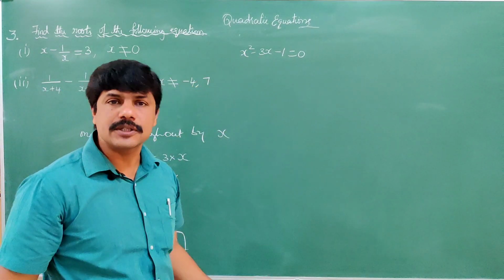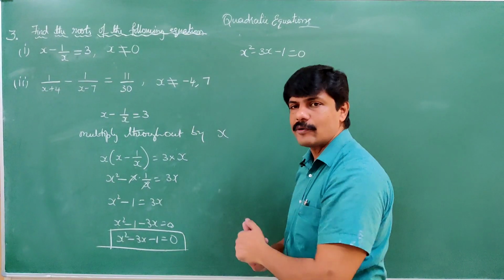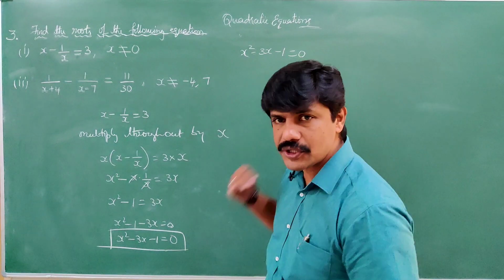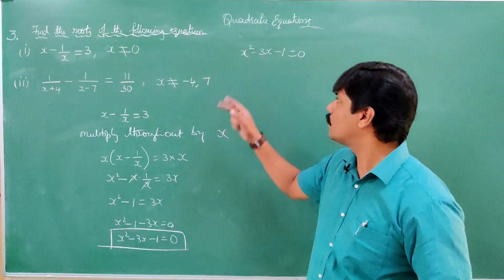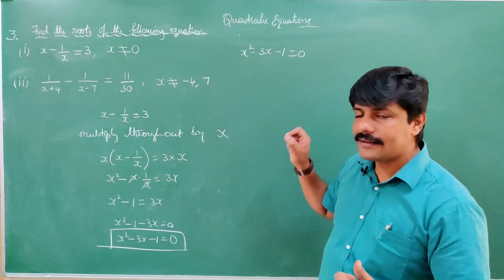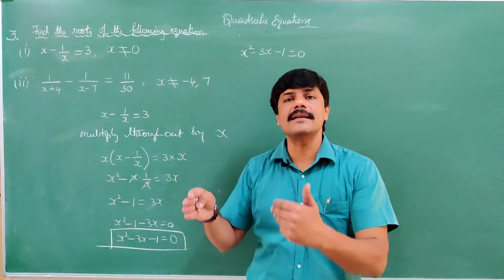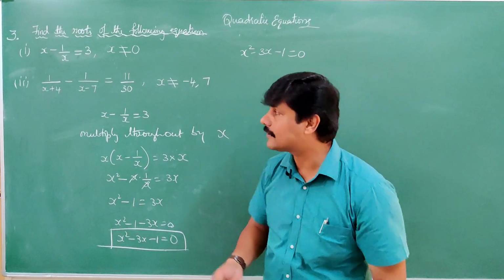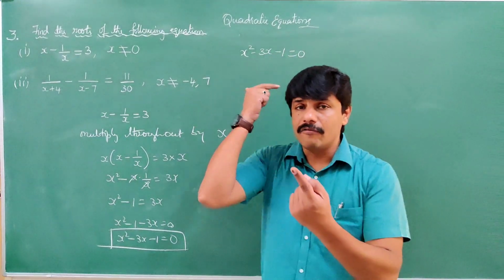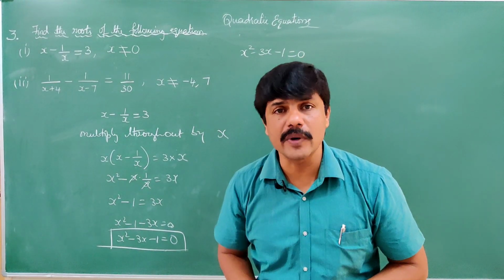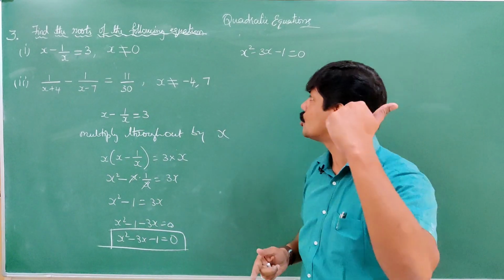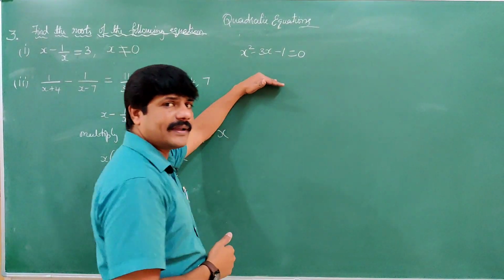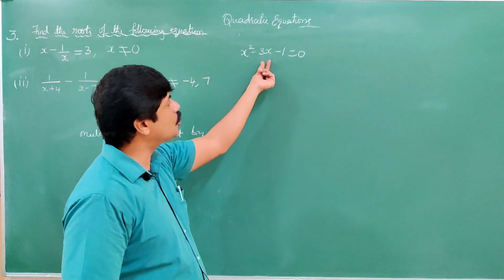Which method is not specified. So how many methods have we got? We have got 3 methods: the factorization method, the completing the square method, and the quadratic formula. I said that the factorization method has a limitation, where you have to get factors to split the middle term. But with the formula method and completing the square method, any quadratic equation you can solve and find the roots. So we'll see whether we get the factors for this to split.